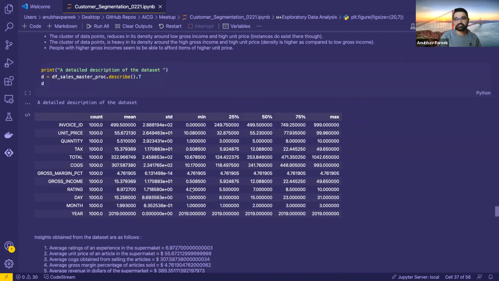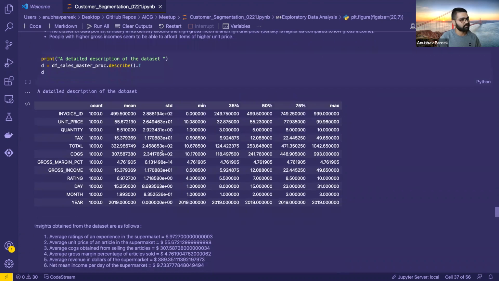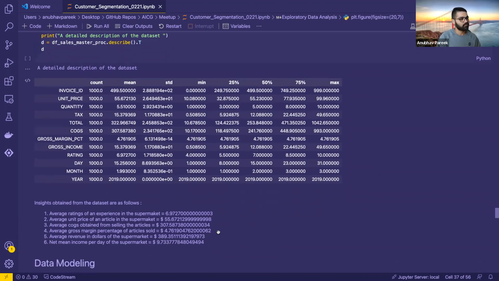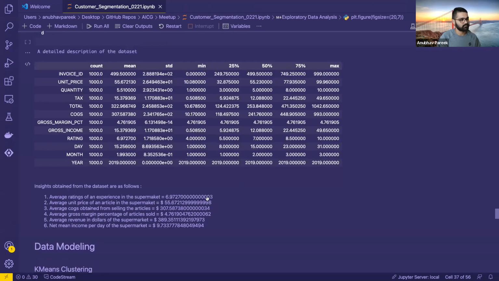And then this is just to show, if people are interested to see what's the mean, what's the max, the standard deviation, which is your descriptive statistics, to understand what the data looks like. So you can see, for example, the average rating of an experience is around 7. Then the average unit price is around $56, and so on. You could do an average to see what the mean, mode, and so on is.